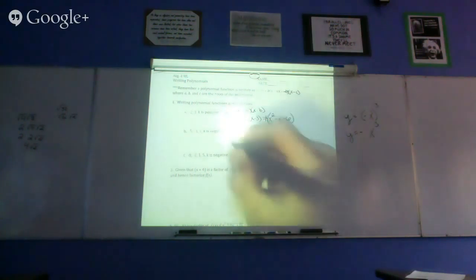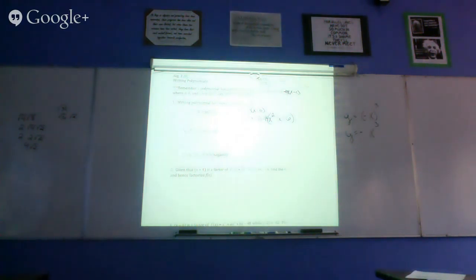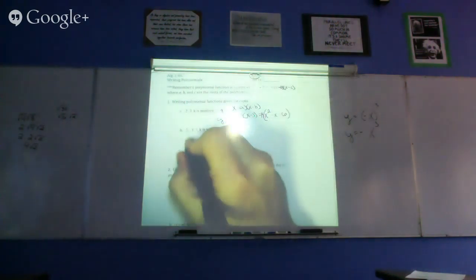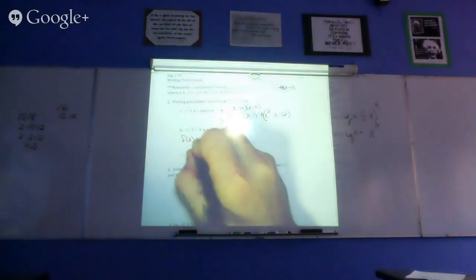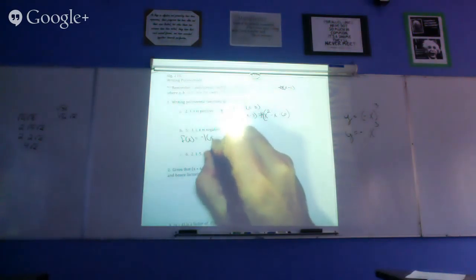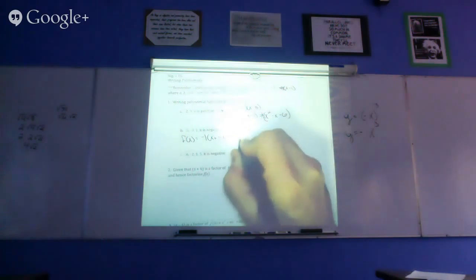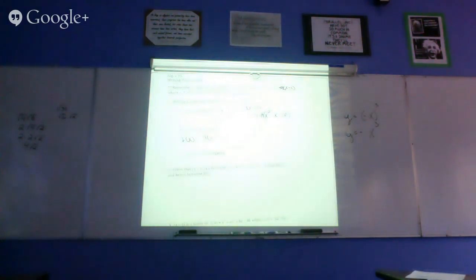Now, let's say k is -1. What happens when k is -1? So my polynomial now is going to be -1 times (x plus 5)(x plus 3)(x minus 1). And now what do I have to do? Well, multiply it out. I have to do the FOIL and then distribute.